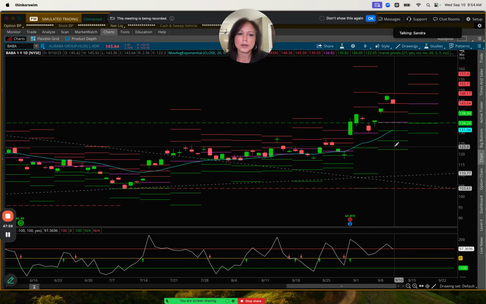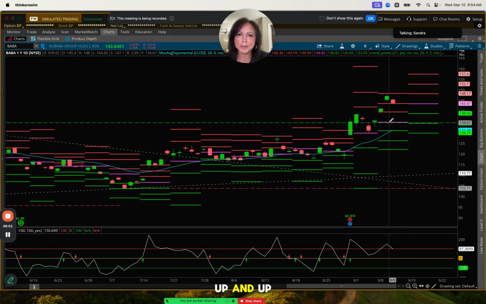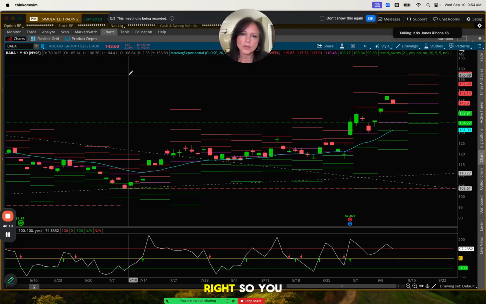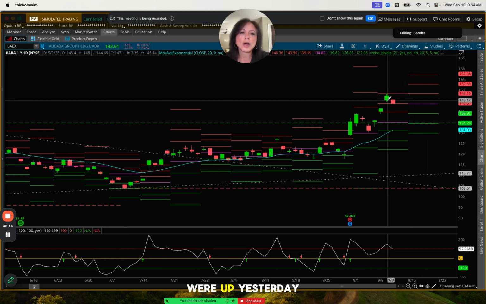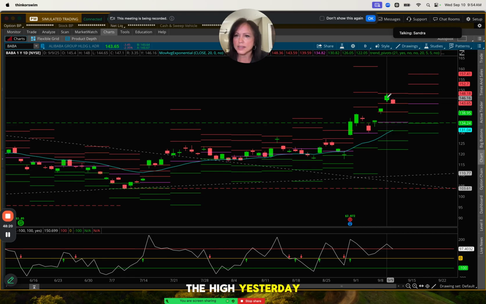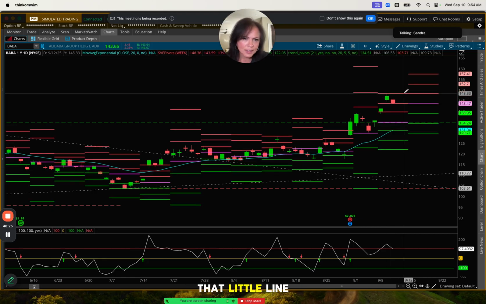If it keeps going up and up and up, you can use a trail stop as an example so that you don't lose your profits. Because look at today, right? BABA went down today by $3. So if you were up yesterday as an example, and by the way, guys, look at where we got to. The high yesterday was 148. That little line is 148.33.